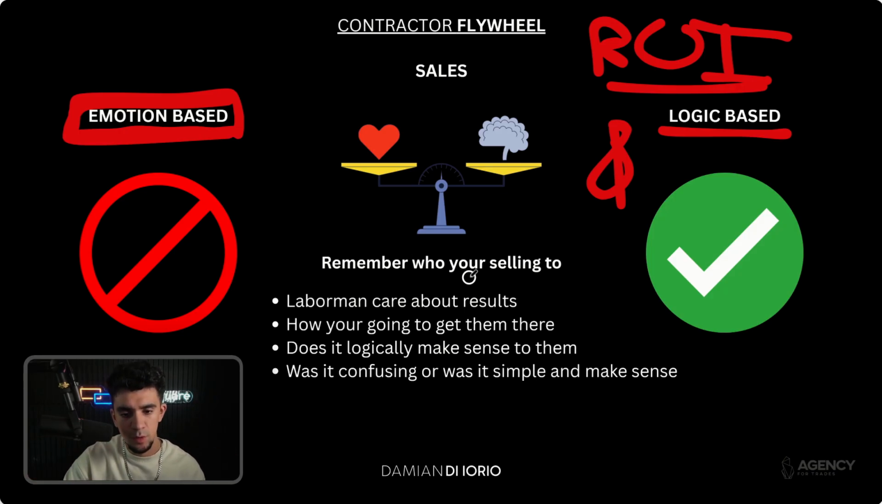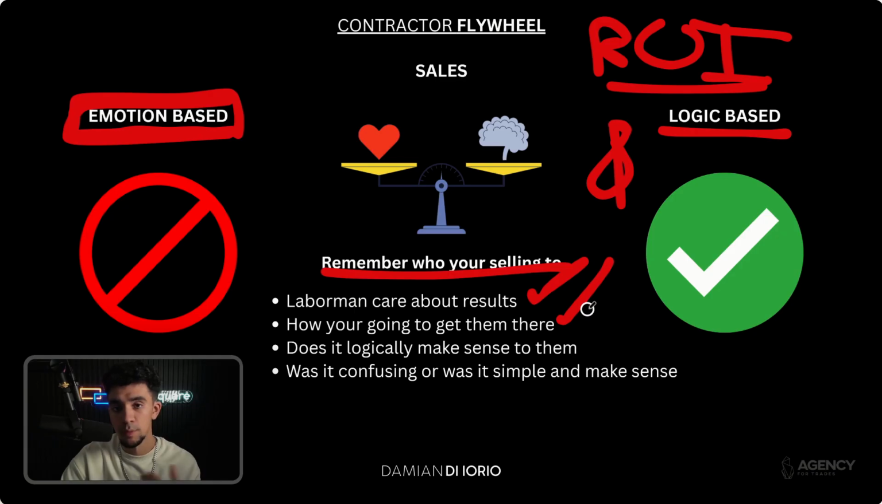So the things that you need to be doing is, one, remember who you're selling to. Exactly like I said, right? We're talking to labor intensive, real business owners that want to grow their business. So remember, they care about results. Show them how they're going to get results. How are you going to get them there? So what do you do? Show them what you do and show them logically. Does it make sense?